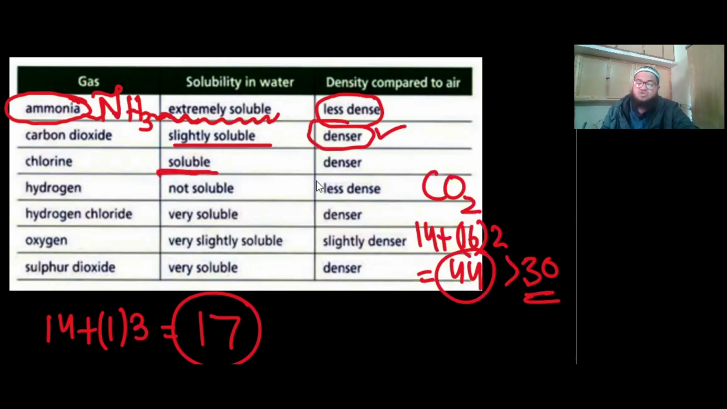Chlorine, it is also extremely soluble in water. Yes, it is. And by the way, chlorine, when it dissolves in water, forms a bleach-like solution, right? It bleaches the solution.